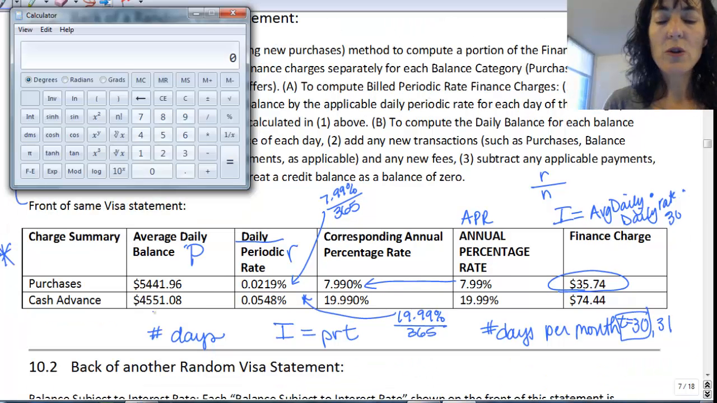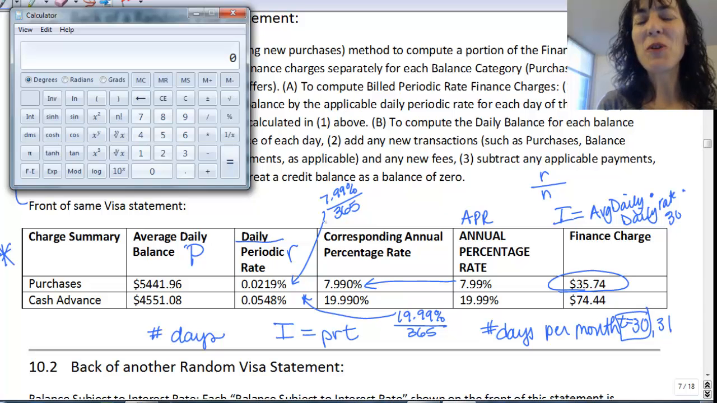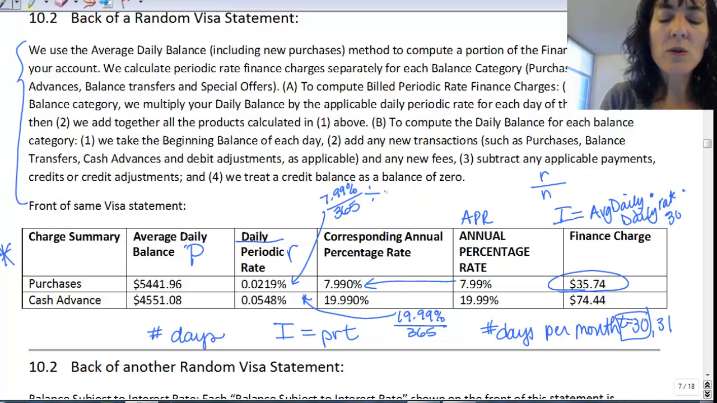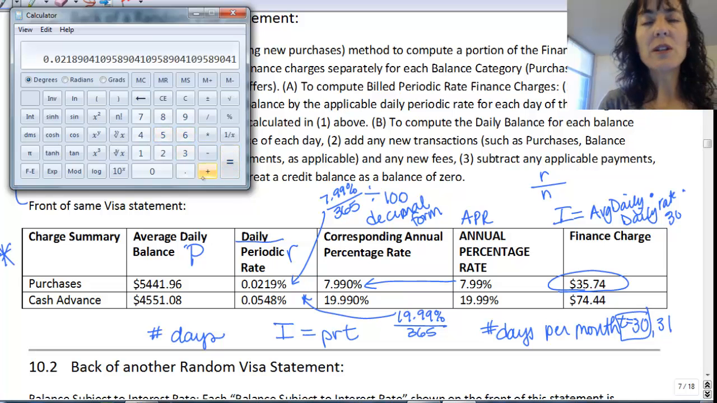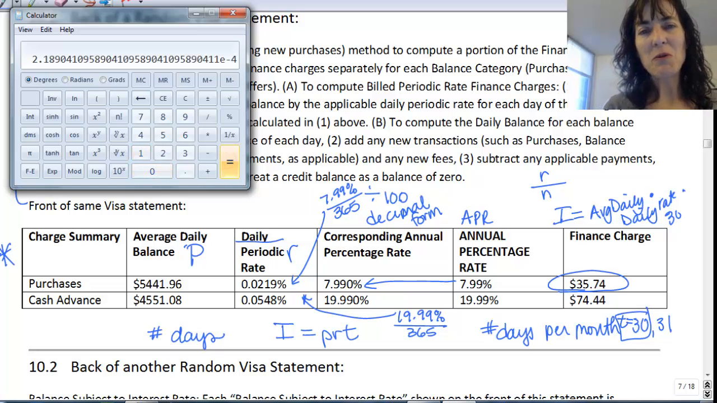So when I want to go ahead and calculate, I'm using the average daily balance for the principal and the daily periodic rate for the rate, but I'm going to recalculate it because the credit card company is keeping all the digits and we want to do that too. Then I will use 30 for the time, but I also have to make sure that when I divide this out, I also divide by 100 to convert it to decimal form. Remember, we always want to use decimal form in our formulas. Okay, so start at the beginning. 7.99 divided by 365 converts it into a daily periodic rate, and then divide by 100 converts it into the decimal form of the daily periodic rate.